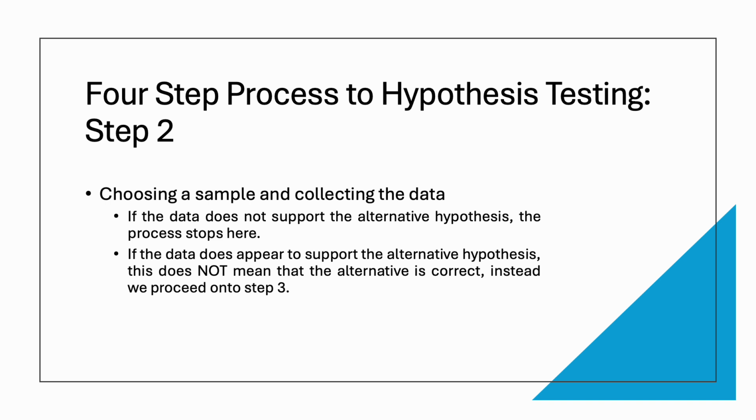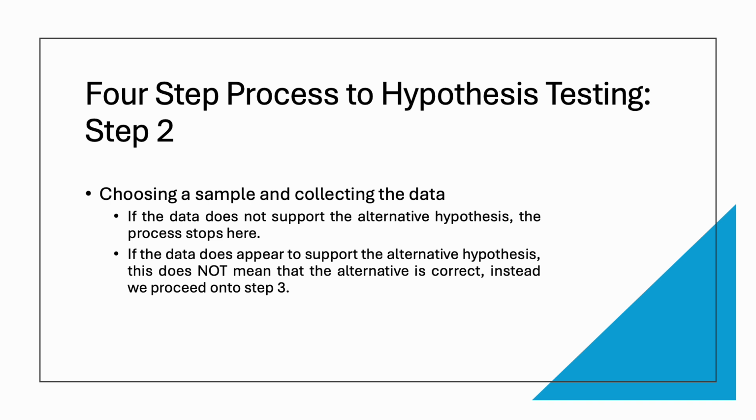The second step for hypothesis testing is to choose a sample and collect the data. So notice we are creating the hypotheses, the null and alternative, before we collect the data. Just like in a science experiment, you create your hypothesis and then you perform the experiments. Same thing here. We're going to come up with the thing that we want to prove. Then we're going to go out and collect our data.